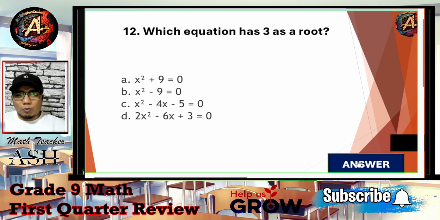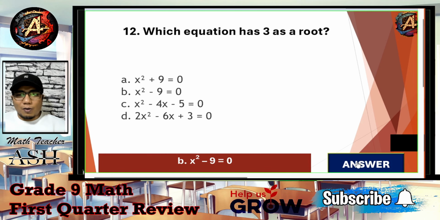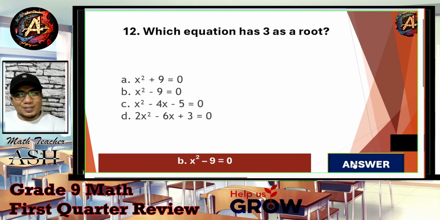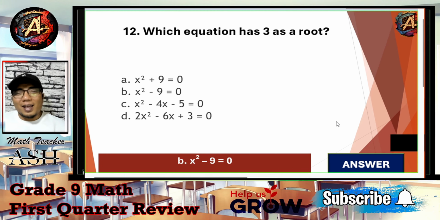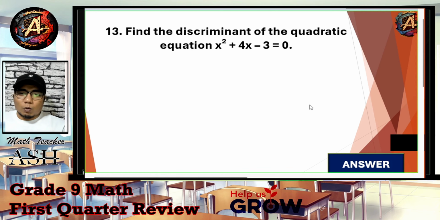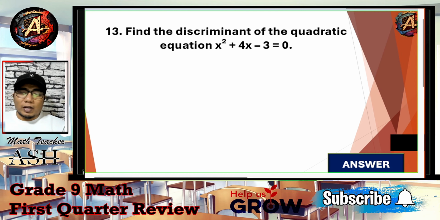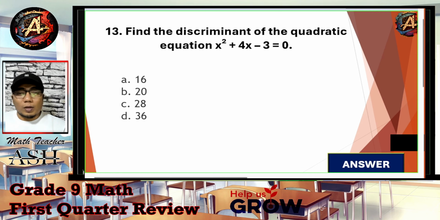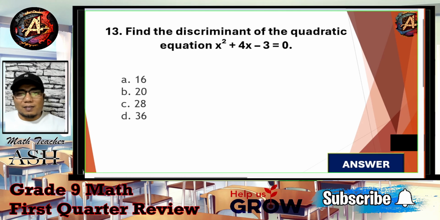Alright, let's check whether we are correct. Alright, so x squared minus 9 is equal to 0. I hope you got that one. Now, let us go to question number 13. Find the discriminant of the quadratic equation x squared plus 4x minus 3 is equal to 0. Is it A, 16, B, 20, C, 28, or D, 36? I'll give you 5 seconds to think about your answer.